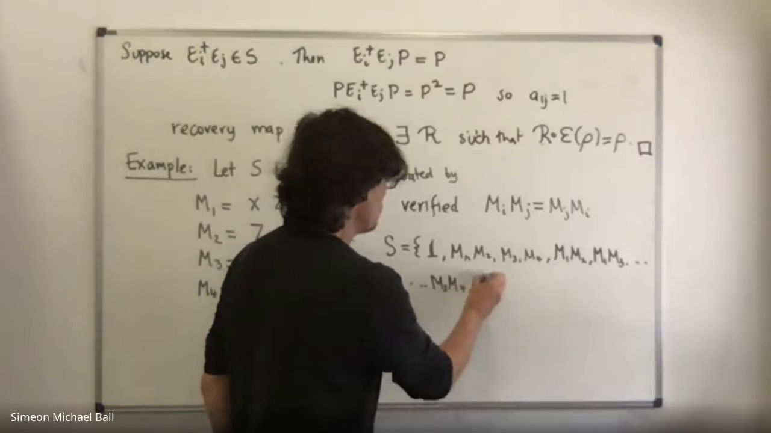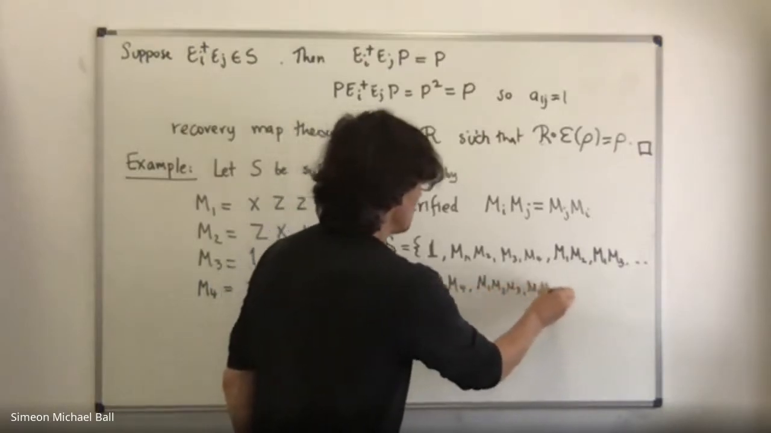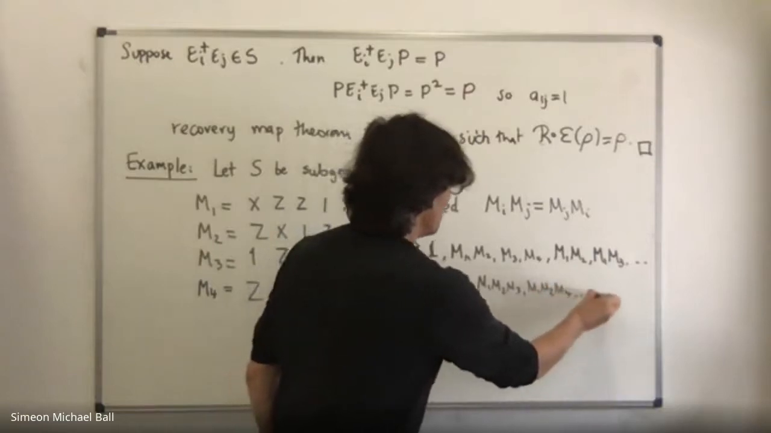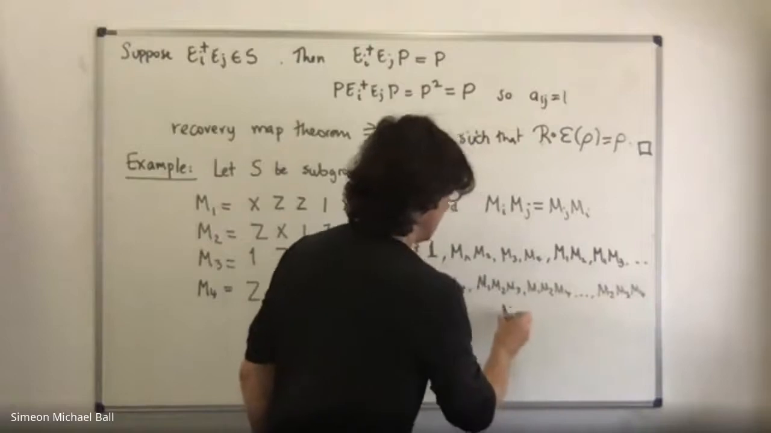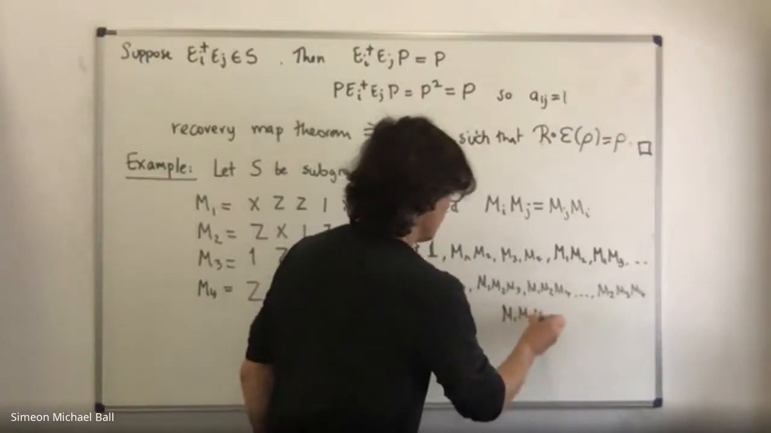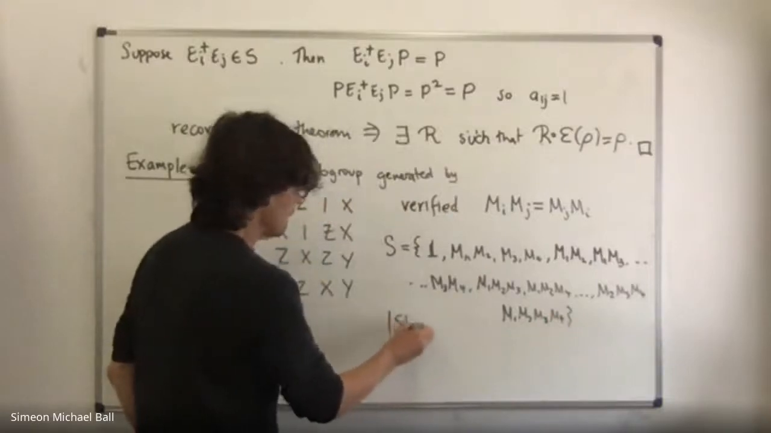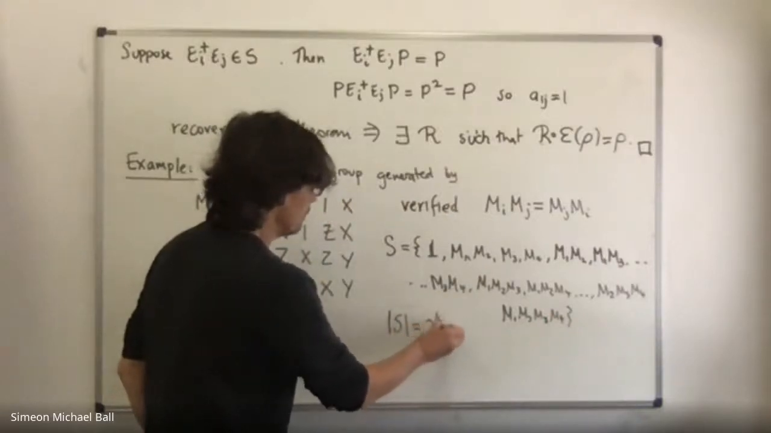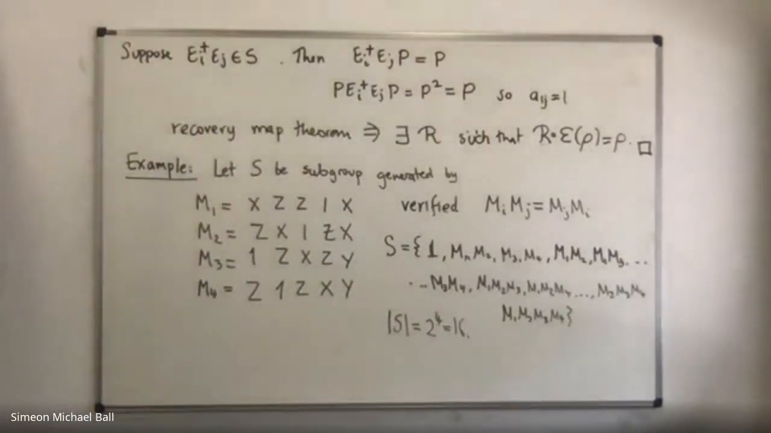And then you get the triples, M1, M2, M3, M1, M2, M4, up to M2, M3, M4. And finally, M1, M2, M3, M4. Okay, so the size of S is 2 to the 4, which is 16. So you get 16 elements in this subgroup.